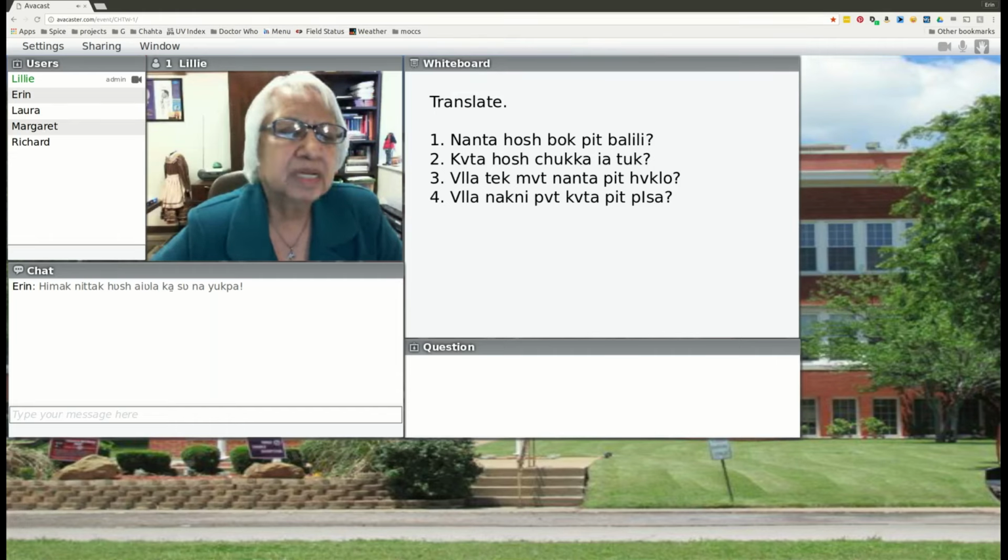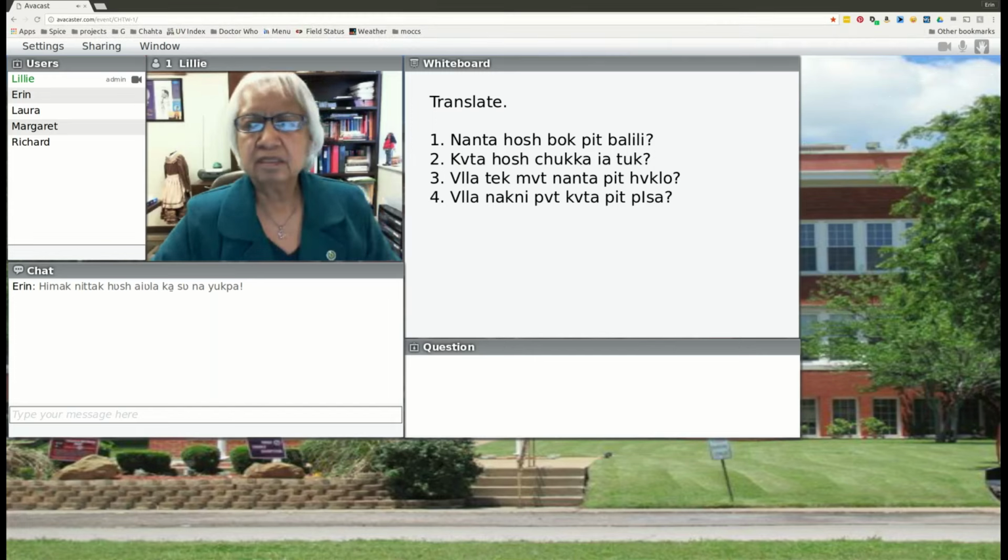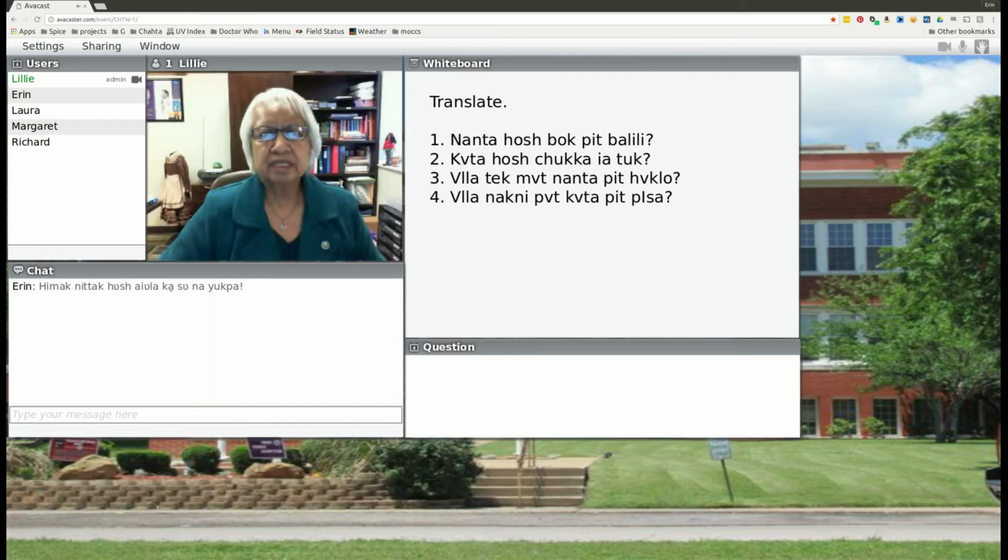Allah tikmat nanta pit haklo. Allah nakni pat kata pit pisa.